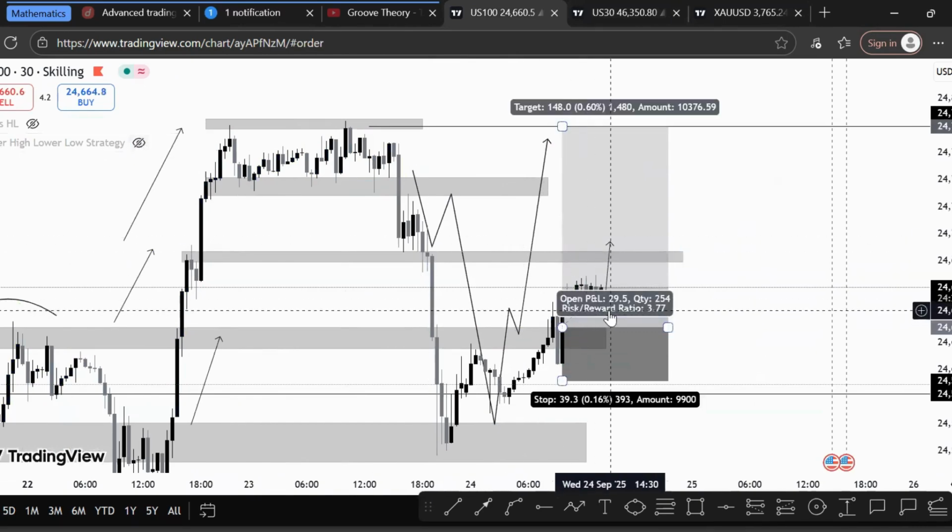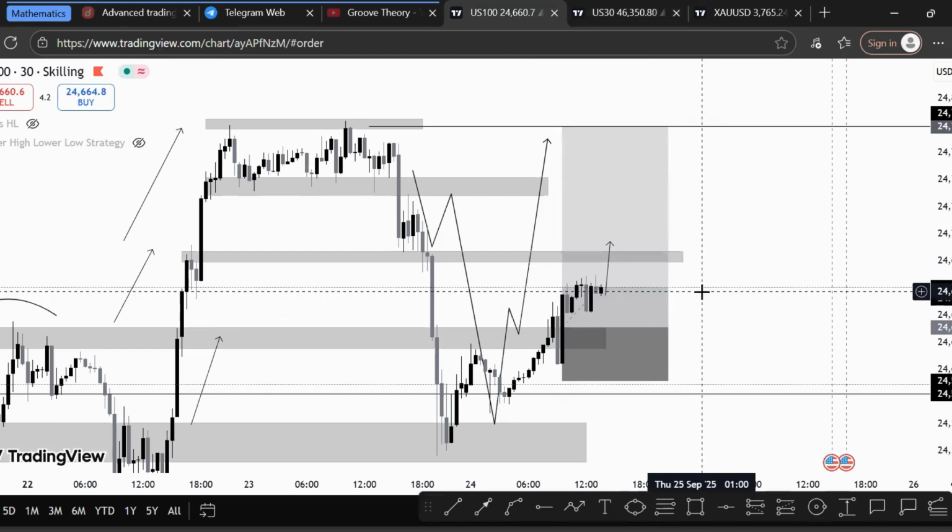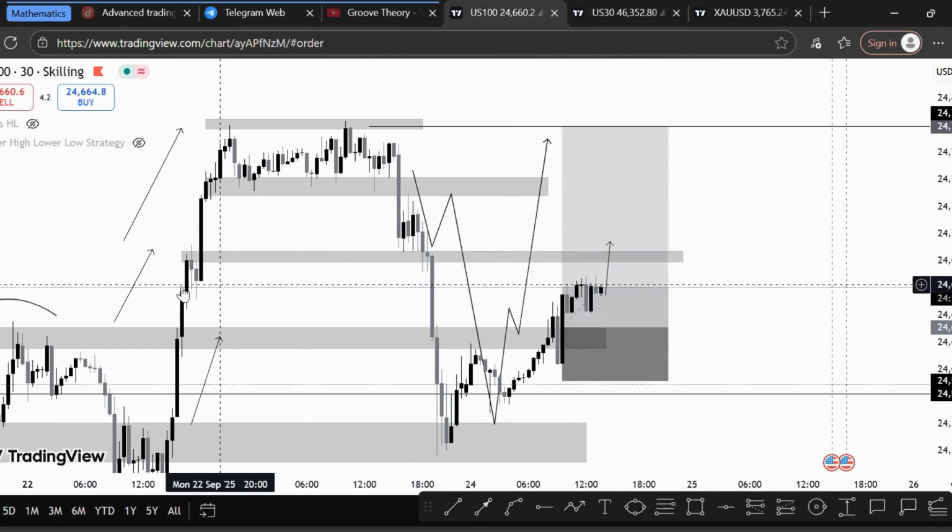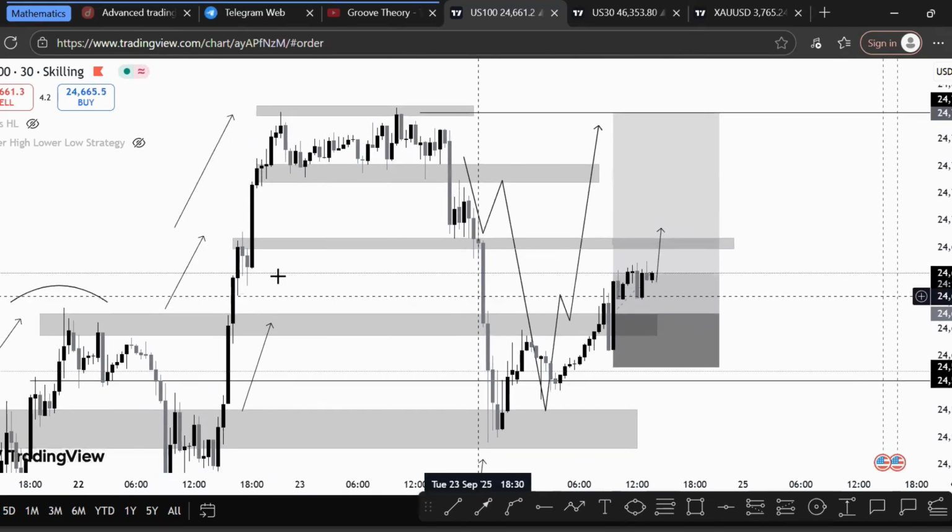You need to be sure of the smaller time frames. You understand? So you can push to the upside. But that's what you want to see also happening on Nasdaq.